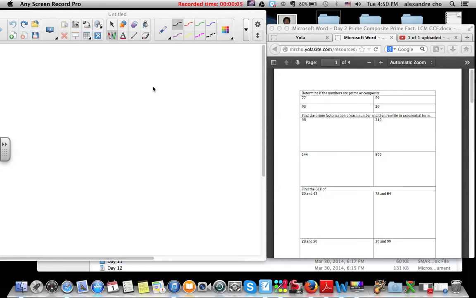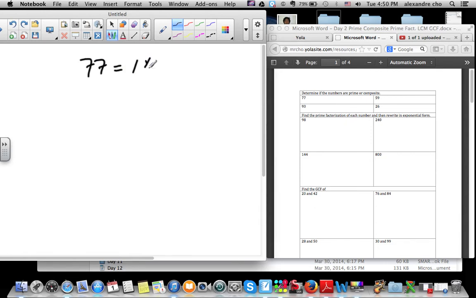Let's get started. So, first one, determine if numbers are prime or composite. Well, that's not that difficult. 77. Okay, can you think of numbers that multiply to give you 77? Well, I know this works: 1 times 77. What else? Oh, and 7 times 11. So as you can see, there are more than 2 factors, and when that's the case, it's a composite number.